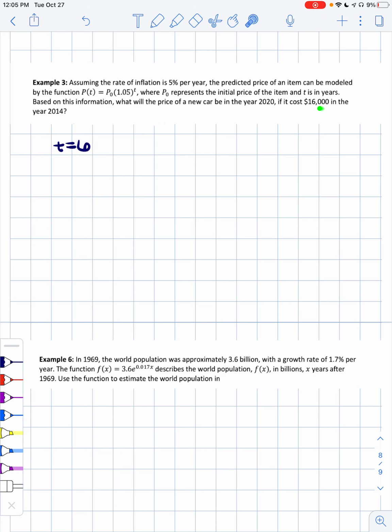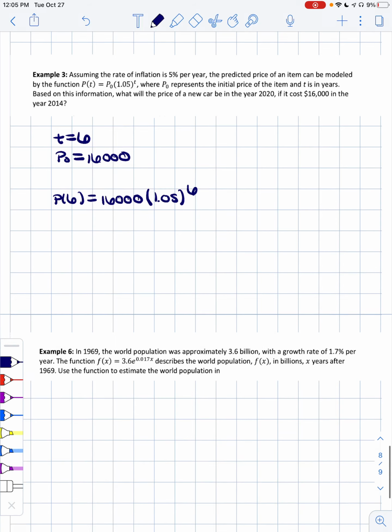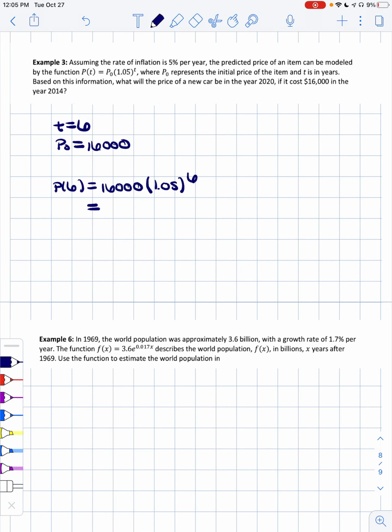And the cost of that car in the starting year, in 2014, excuse me, is $16,000. So our P naught, our initial price, is $16,000. So we're looking for P of 6. It's going to be 16,000 times 1.05 raised to the power of 6.